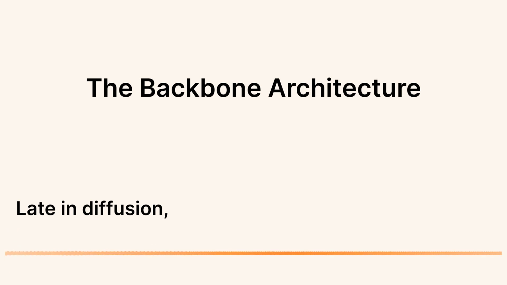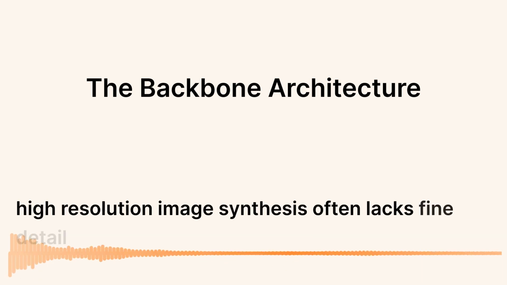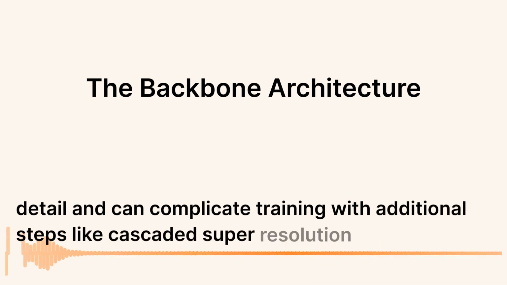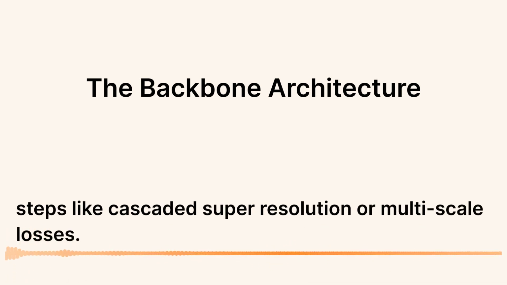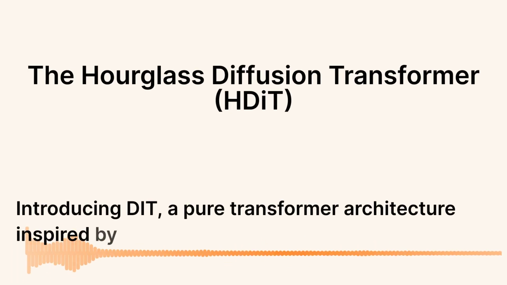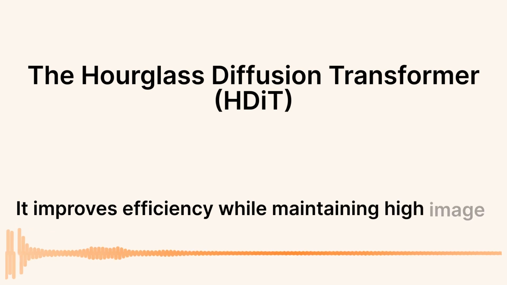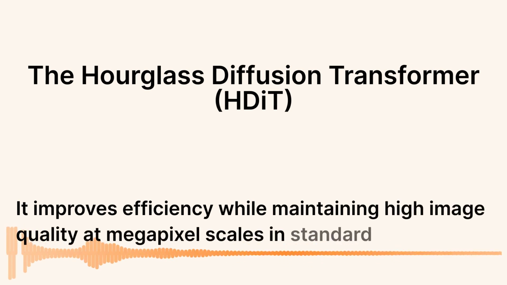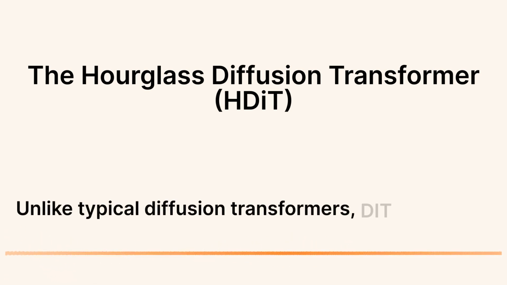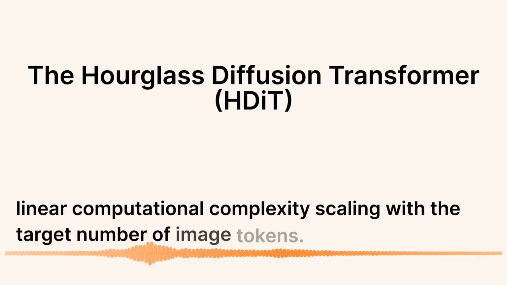Latent diffusion, the current dominant approach for high-resolution image synthesis, often lacks fine detail and can complicate training with additional steps like cascaded super-resolution or multi-scale losses. Introducing HDiT, a pure transformer architecture inspired by a hierarchical structure. It improves efficiency while maintaining high image quality at megapixel scales in standard diffusion setups. Unlike typical diffusion transformers, HDiT achieves linear computational complexity scaling with the target number of image tokens.